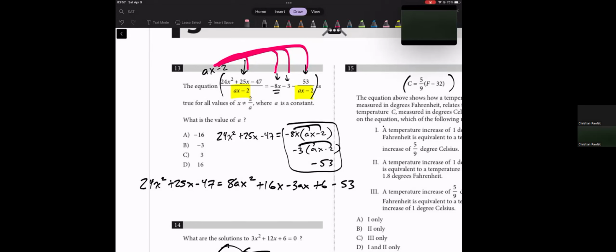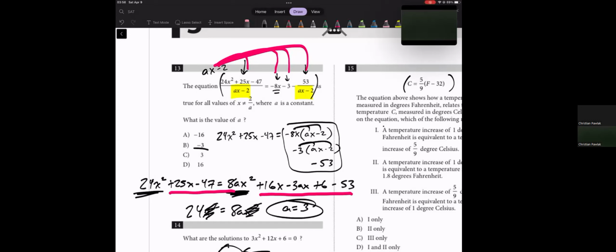Now you can see a couple things. This is the only thing with x squared. This is the only thing with x squared. I can automatically assume that those two things have to be equal. So that means 24x squared has to equal 8ax squared. You're not going to be able to make up x's where they don't exist. So you can't make up an x squared if it doesn't exist. It doesn't exist here. It doesn't exist here. So therefore, the x squareds cancel. 24 equals 8a. What does a equal? A has to equal 3. That's the best way to do that one.